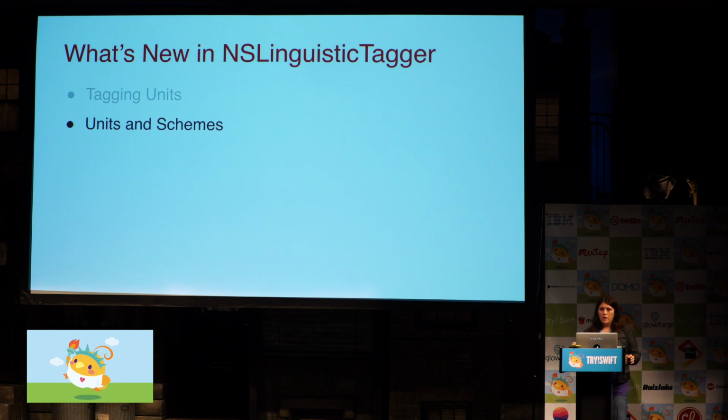We can also check which schemes are available using the available schemes function, and we can pass in language and units for that. We can also grab the dominant language for a specific body of text, in text that may contain multiple languages, perhaps.